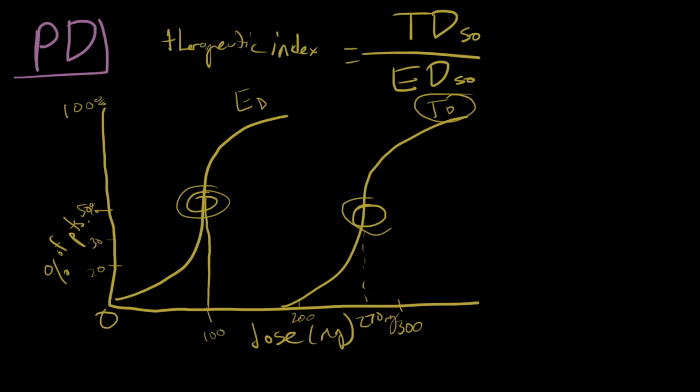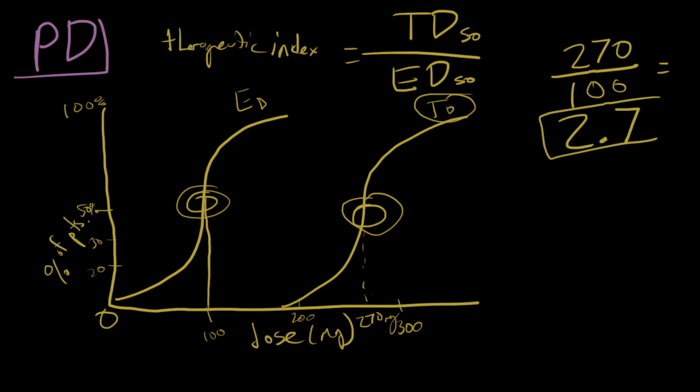So what you would do is you take these two values. You take your 270 milligrams for when 50% of patients will show a toxic response, and you divide it by the milligrams where 50% of patients showed the desired response, your ED. So just 270 divided by 100, and you'd get a therapeutic index of 2.7. This isn't terrible. But why is this important?